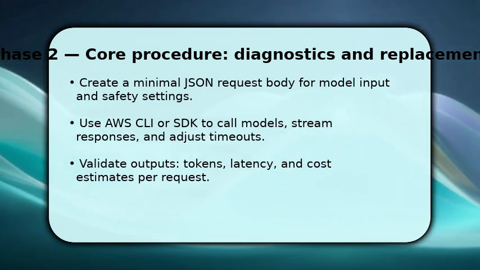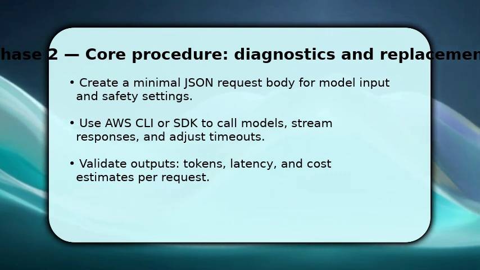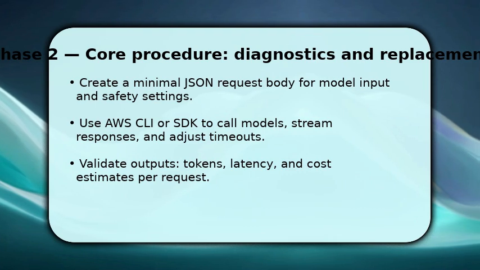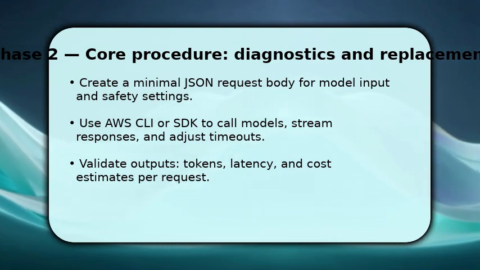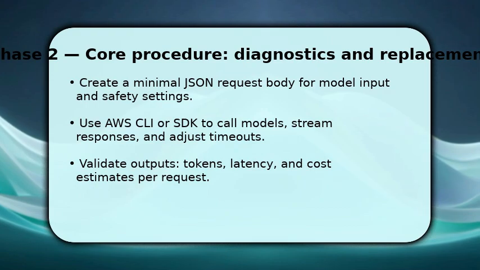Once you see predictable output, inspect tokens used, response time, and cost estimate to tune max tokens and sampling. This prevents surprises and optimizes throughput.